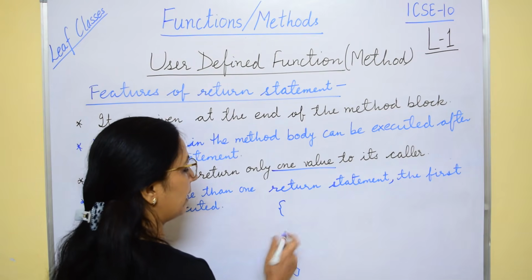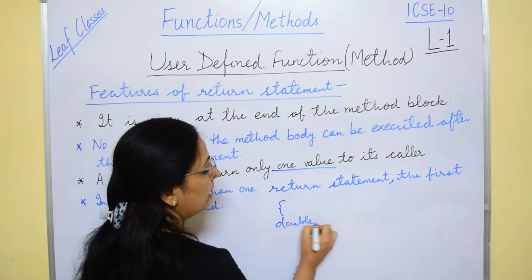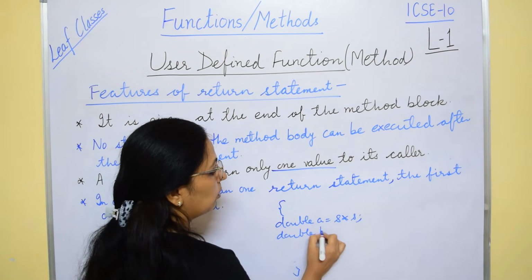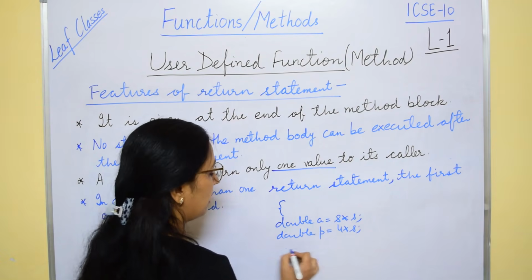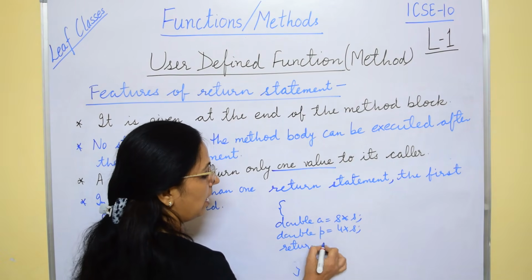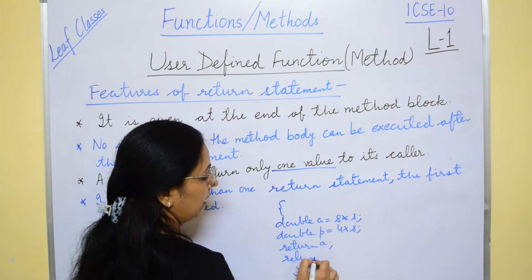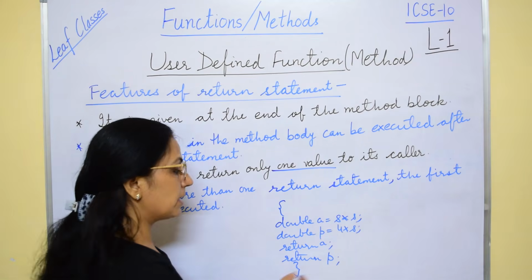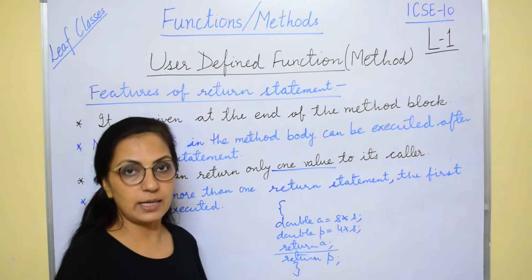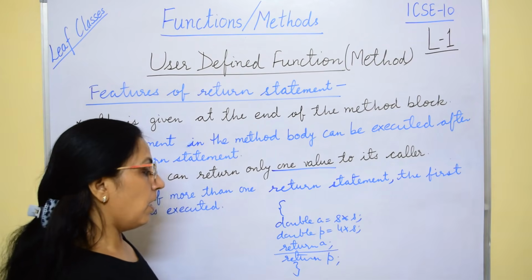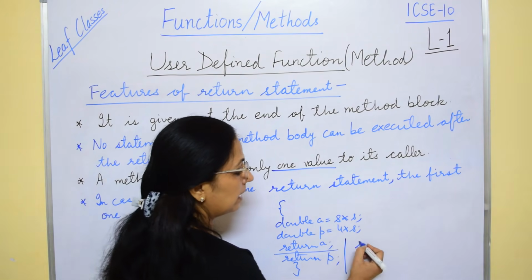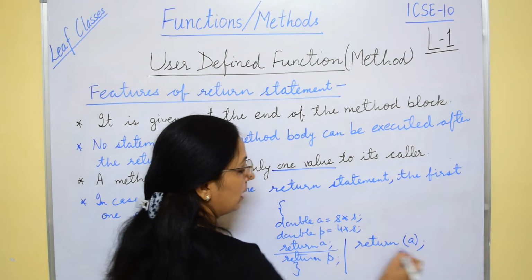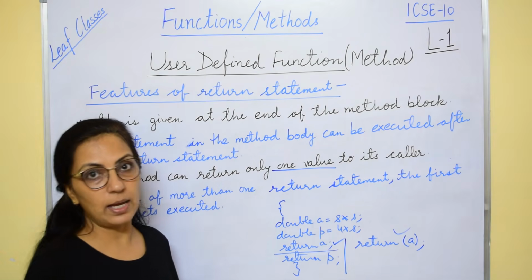Like suppose if I write here, I am calculating double A equals S into S, then double P equals 4 into S, and then I am writing return A and return P. Now although I have given these two statements, only the first one will be executed, right? When you are writing return A, you can write it like this: return A or return (A) within brackets, both are correct. There is no error in this.